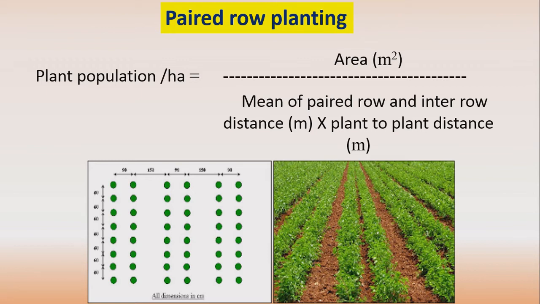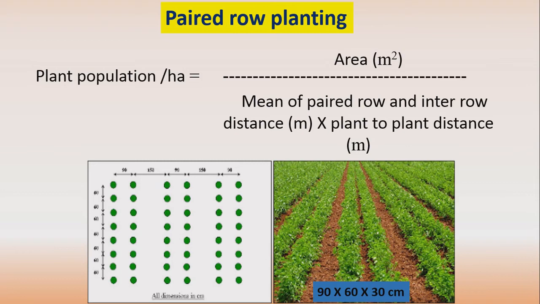The mean of paired row planting means the mean of the distance between the two paired rows, and the inter-row distance between these two paired rows. This is the paired row distance and inter-row distance, and plant to plant distance is the distance between each plant in the row. So these need to be properly remembered.